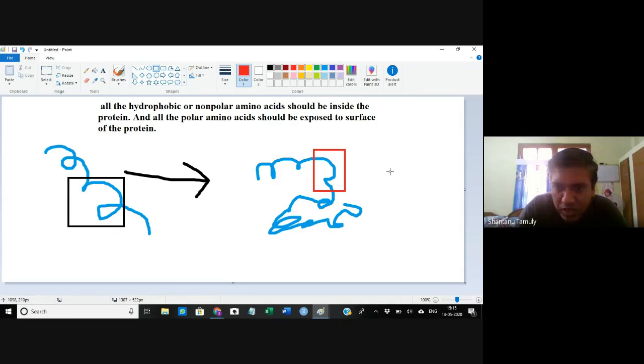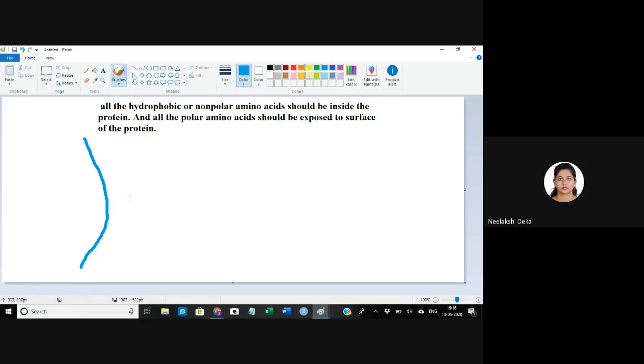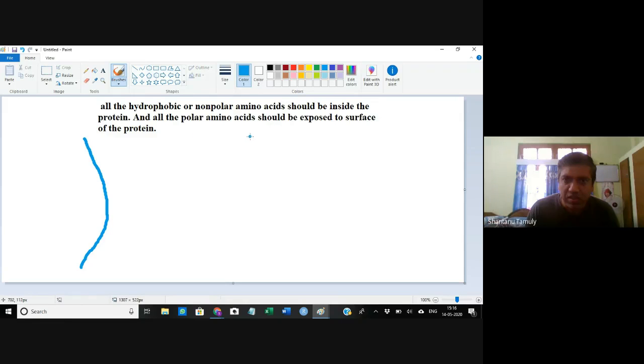When misfolding of the protein occurs, many of the misfolded proteins will aggregate. How are they going to aggregate? Let me show you. Say, for example, this is one protein, and this part of the protein is made up of hydrophobic amino acids. This is another protein, same misfolded. It is not folded. This part is hydrophobic. This is another molecule of the same protein.